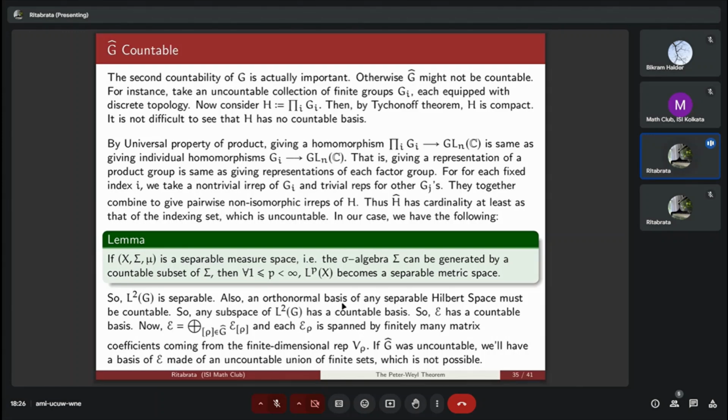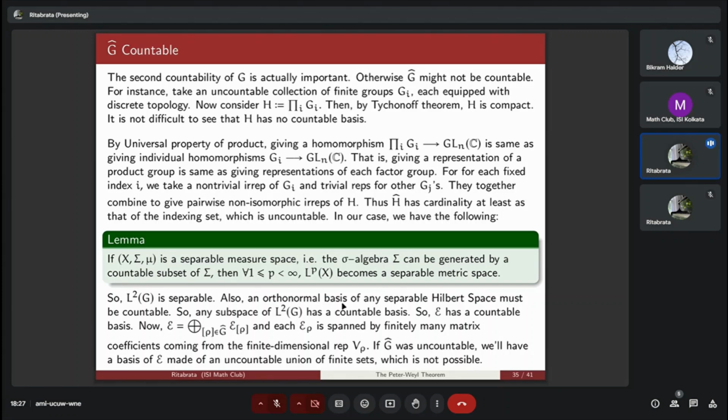But what we can do is, for each fixed index i, take a non-trivial representation of Gi and trivial representations for all other Gj's. They together combine to give pairwise non-isomorphic irreducible representations of H. Basically it says that H hat has cardinality at least that of the indexing set, and we have taken the indexing set to be uncountable. So this is not right in our case. So G hat might not be countable in general, so we need some additional hypothesis.